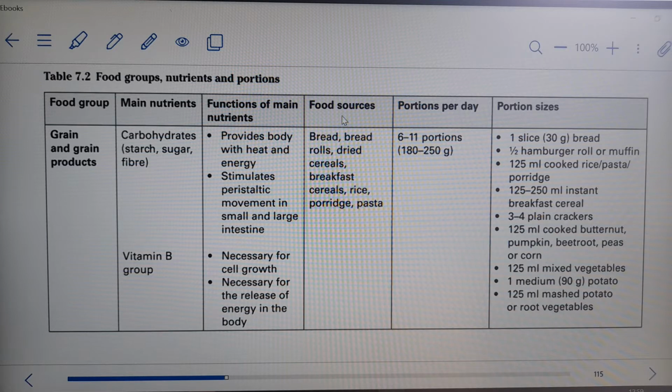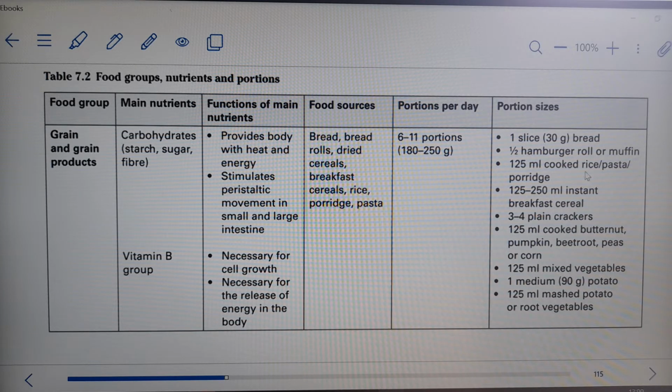Where do we get the grain and grain products? Bread rolls, dry cereals, breakfast cereals, rice, porridge, and pasta. Portions per day, 6 to 11 portions, which amounts to 180 to 250 grams, depending if you are male or female and your age. Portion sizes. One slice is 30 grams. A hamburger roll or muffin, that is one portion.